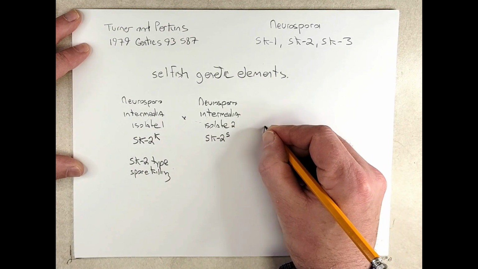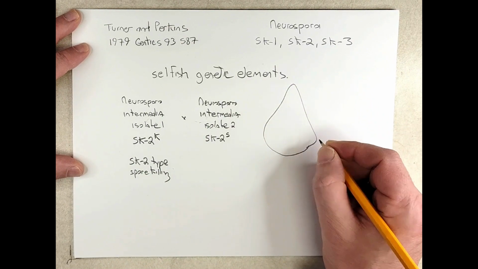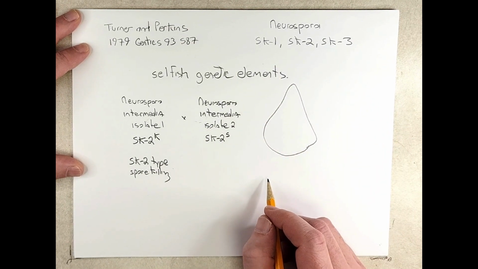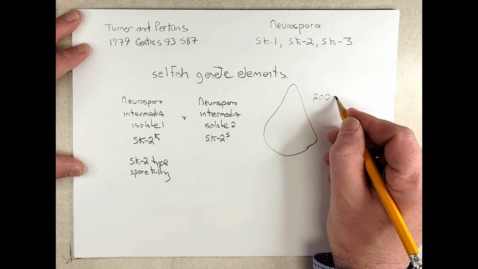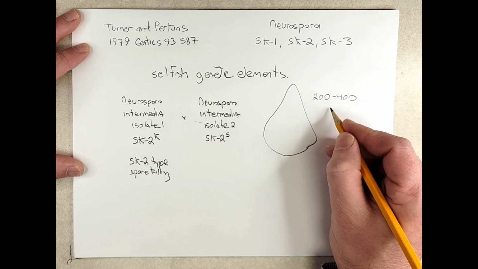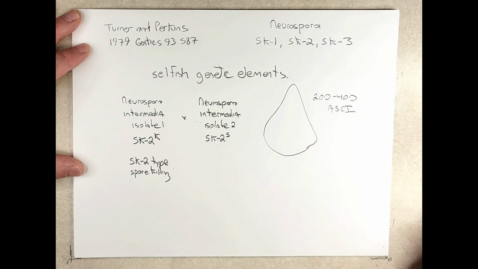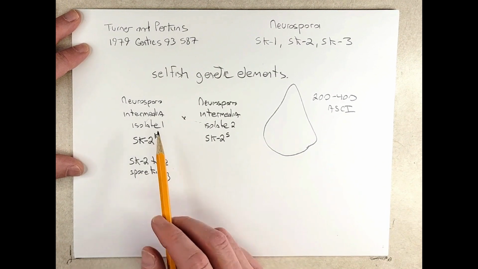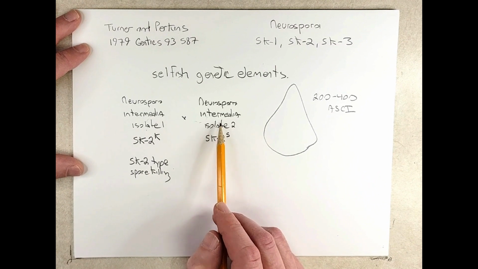the formation of fruiting bodies, which are the perithecia, right? This is a single perithecium. Inside the perithecium, there should be 200 to 400 asci, which are the spore sacs, each spore sac resulting from a single meiotic event. The meiotic event results from a nucleus donated from this isolate and one donated from this isolate.